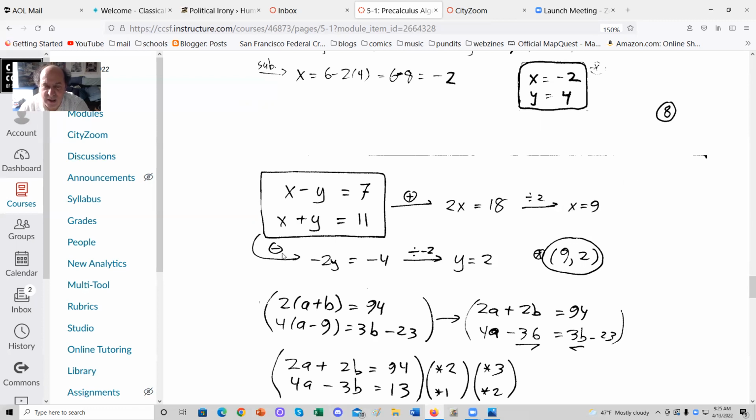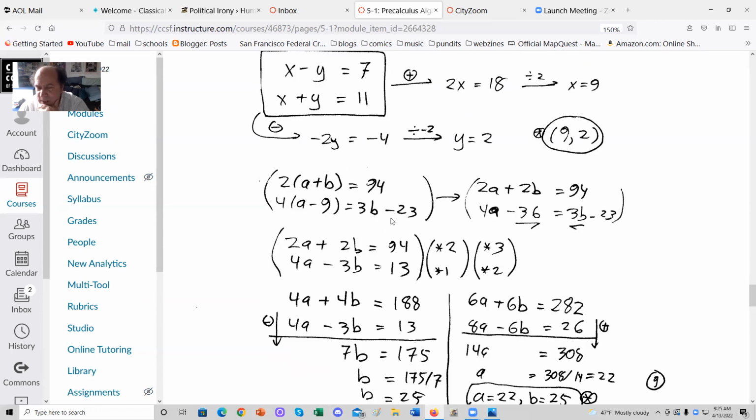If we subtract the equations, x minus x cancels, negative y minus y is negative 2y, 7 minus 11 is negative 4. So negative 2y is negative 4. Divide both sides by negative 2, get y equals negative 4 over negative 2, which is 2. y equals 2, x equals 9, so (9, 2) is the solution to the system.